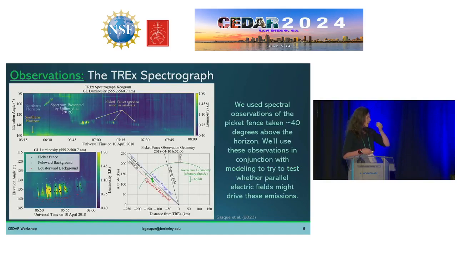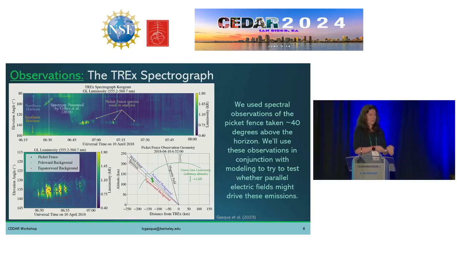We took spectral observations from the picket fence over the course of a single night. We were looking about 40 degrees above the horizon, so pretty close to the horizon, not directly at zenith. The reason for that is we wanted our line of sight to cut through the picket fence rather than integrating through it, because we weren't trying to figure out the profile of the electric field, but we wanted to look at a single point, more or less, of the electric field.